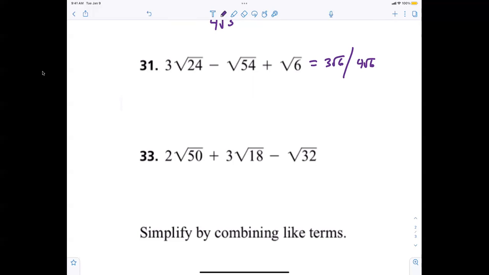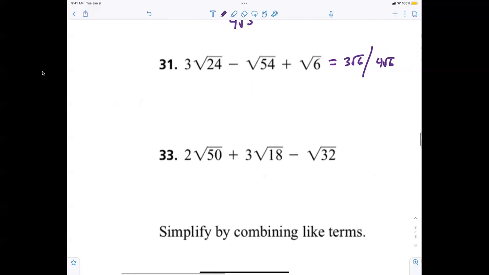Now, look, guys. Anybody completely clueless? Anybody need me to just go super slow? All right. So when you look at 24, you're not seeing 8 times 3. You're seeing what? 6 times 4. Which one of those is a perfect square? 4. So 4 comes out as a 2, but there is a 3 out there already. So now it becomes 6 radical 6.